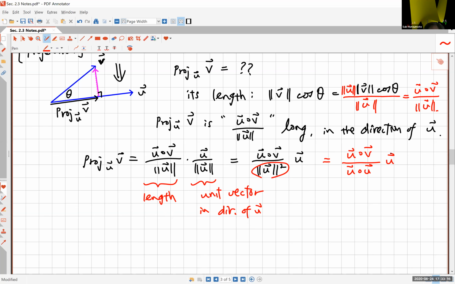Everything's about u. Well, it sounds like a cheap love song. Everything's u except v is right on top. So v appears only once as a part of the dot product. Everything else is u. So that's your equation for the projection. Very important.